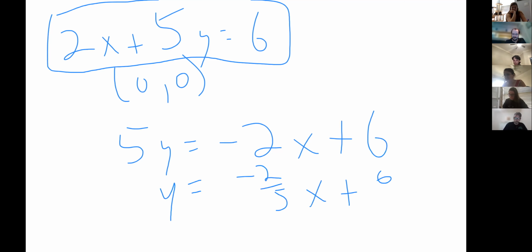Plus 6/5. So this is the same line. This is the first line. I have not talked about my perpendicular line yet. Okay, sorry.